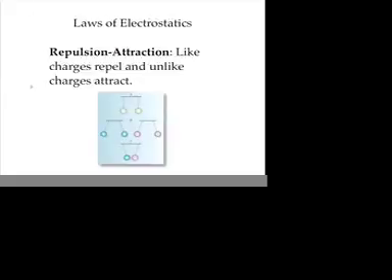Now we have some laws of electrostatics that we need to look at and understand. One is the repulsion attraction law, and this is like charges repel and unlike charges attract. In part A, these are two neutral spheres, and so they will not attract or repel each other. But in part B we have two spheres that are charged negatively, so they will repel each other, and two spheres that are charged positively, so they will also repel each other. And in the last case we have one charge that's negative, one charge that's positive, so they will be attracted to each other. So this is the law of electrostatics for repulsion and attraction.